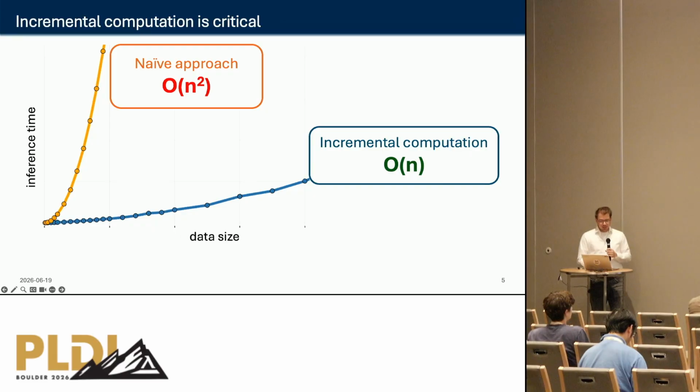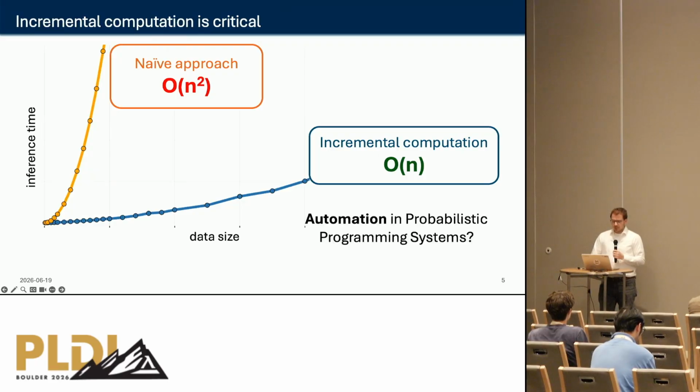In fact, this is critical for scalable inference. Typically, if you naively evaluate your densities, your inference algorithm will scale quadratically in the size of the data. But by only recomputing what's necessary, you can get it down to linear running time. You could achieve this by writing your inference algorithm by hand, but that is difficult and error-prone. So what we'd like to do is, for our probabilistic programming systems, to automate this.